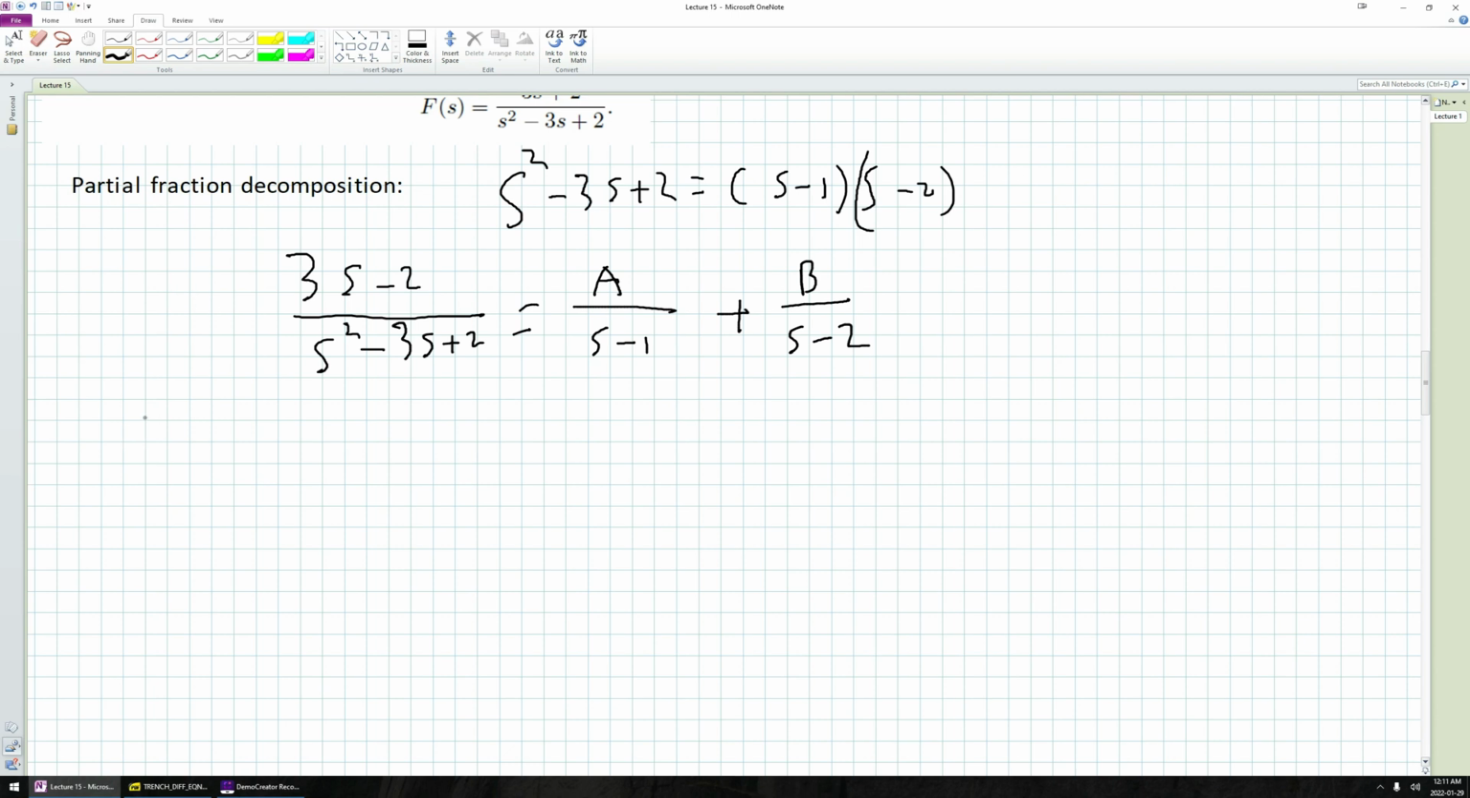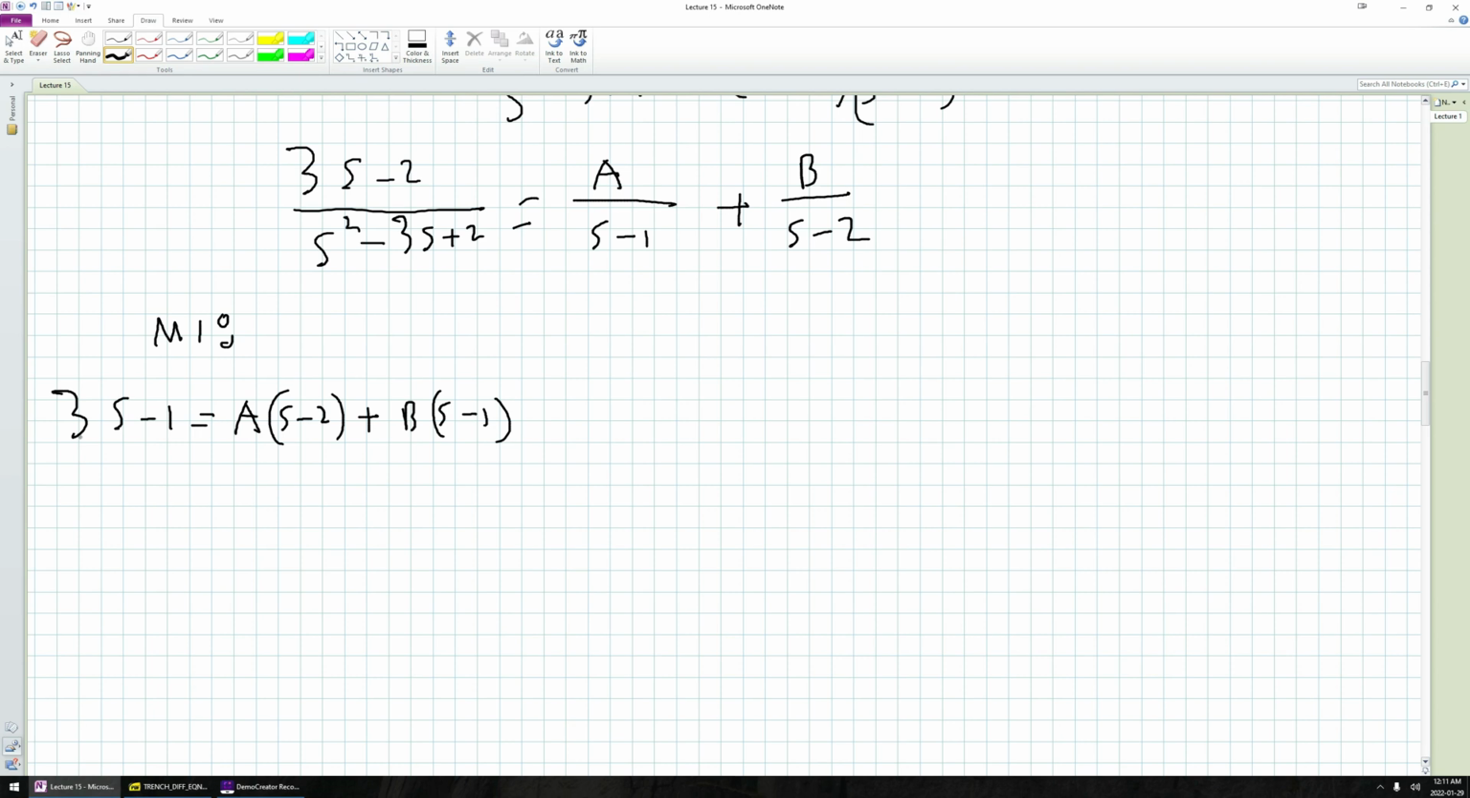Okay, so method 1, what I can do in order to solve this is simply multiply by this term here to get an algebraic equation. So if I do this, I get this thing here. So now I have options. These are just polynomials in terms of s, right?